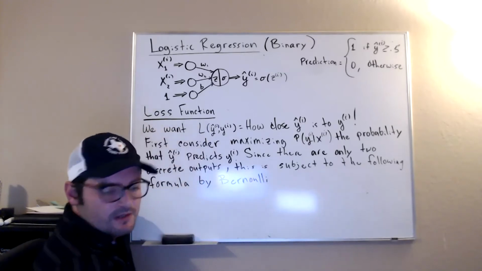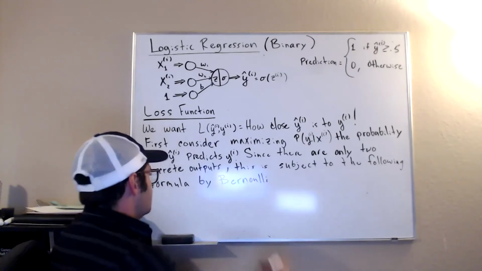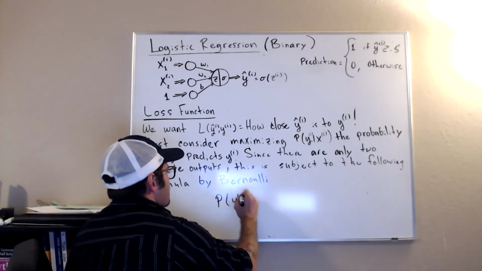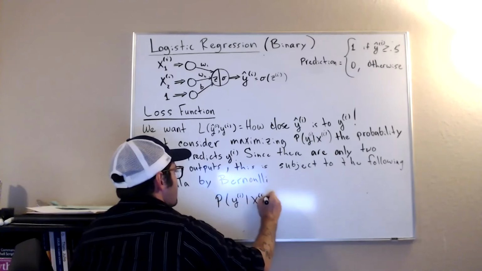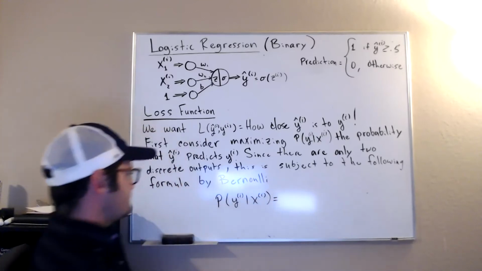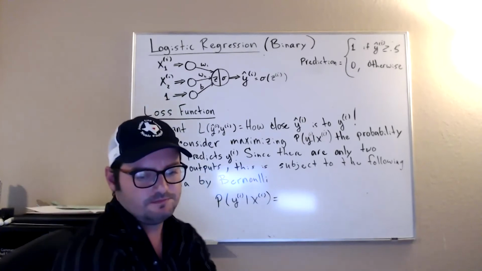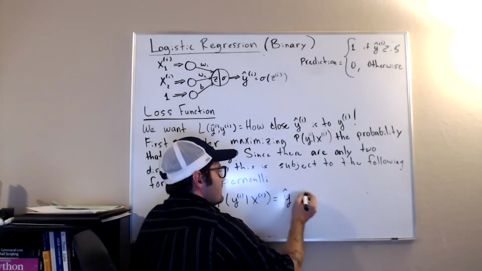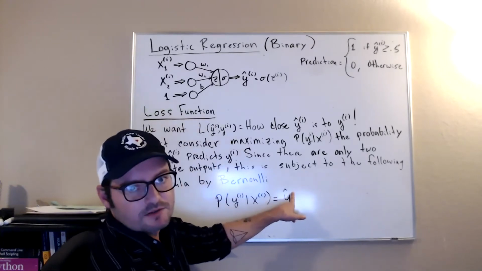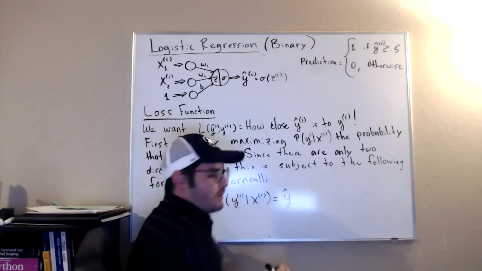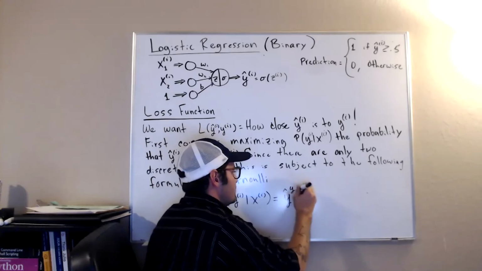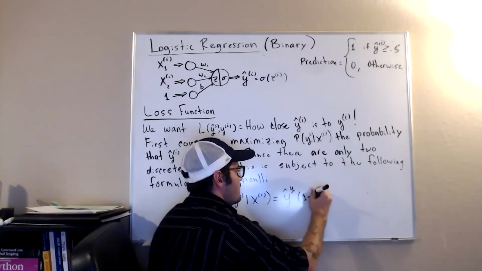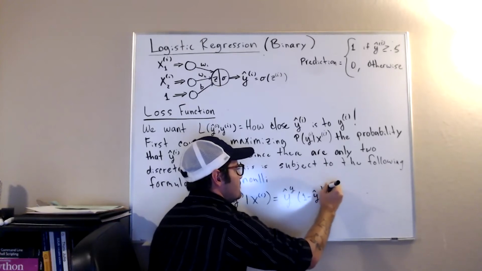So we have the probability of y i given x i is equal to, so this is like our p, y hat. I'm going to drop the superscript for now, it's just going to get messy. And this is y hat to the power y times 1 minus y hat to the power 1 minus y.